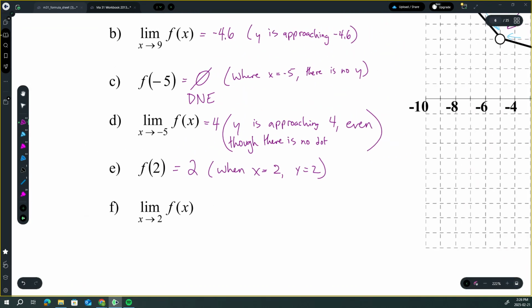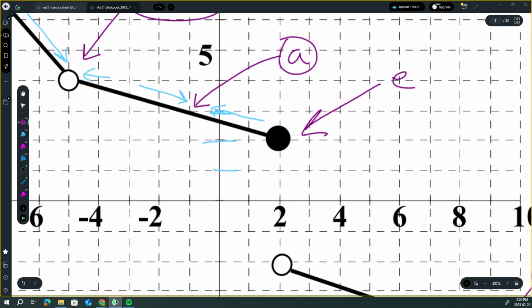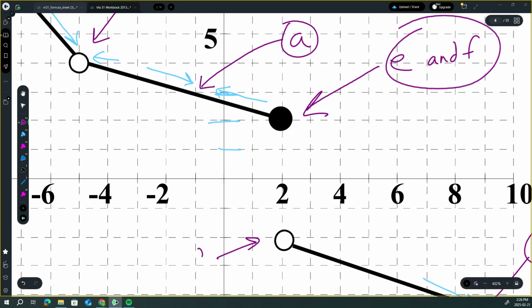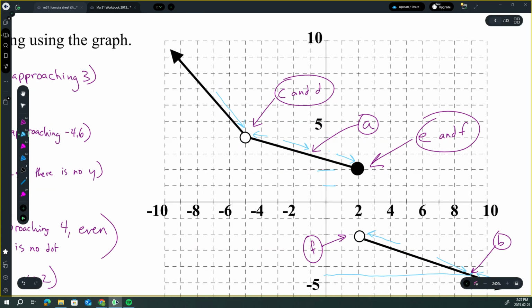Now part F asks us to evaluate the limit of f of x as x approaches 2 from both the left and the right hand side. So I'm going to add this is E and F here, and this point is more so F. So again, mentally drawing my finger from the left hand side, we're approaching 2, but from the right hand side we're approaching -2. So this is weird because we're not approaching the same value.